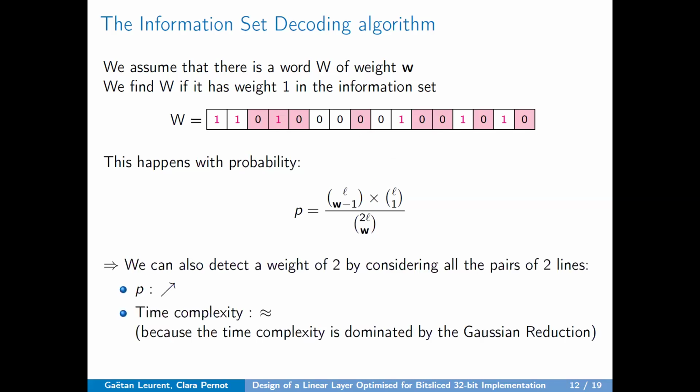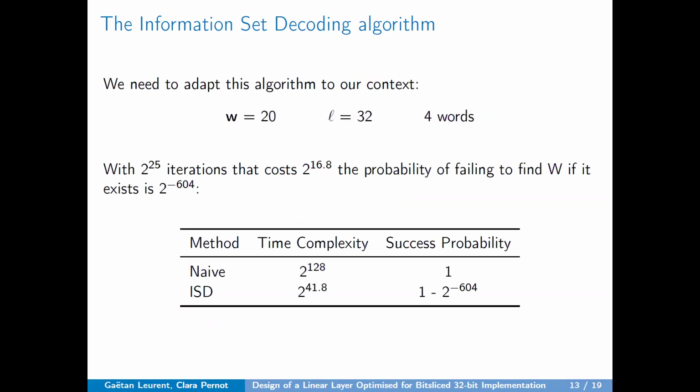And we can also improve this probability by not only expecting a weight 1 in the information set, but also a weight 2. So it corresponds to looking at the weights of the XOR of 2 lines in our matrix. And the probability will increase while the time complexity will remain approximately the same, because the time complexity is dominated by the Gaussian reduction.